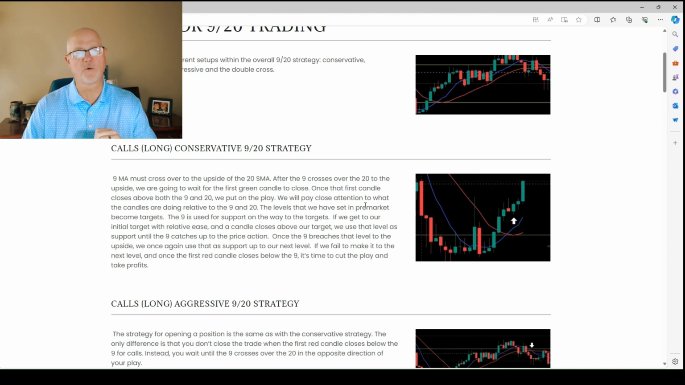After the 9 crosses the 20 to the upside, we're going to wait for that first green candle to close. Once that first green candle closes above both the 9 and the 20, after the 9 has crossed the 20 to the upside, we put on the play. We pay close attention to what the candles are doing relative to the 9 and the 20. And the levels that we have set in pre-market are always going to be very important. I did a video on that a couple weeks ago. Check the YouTube site for those specific areas.